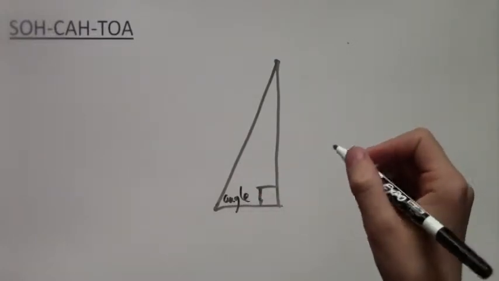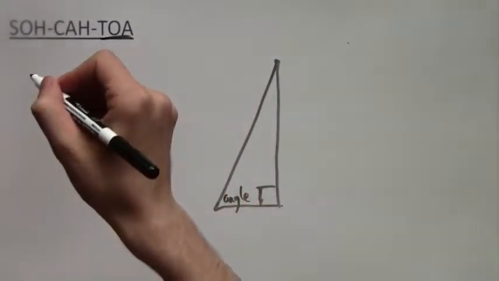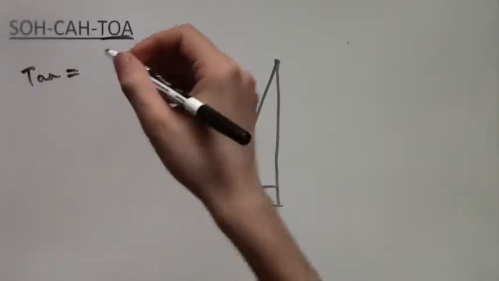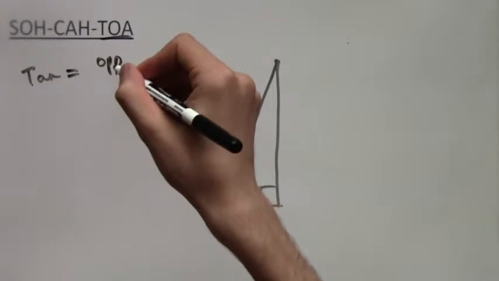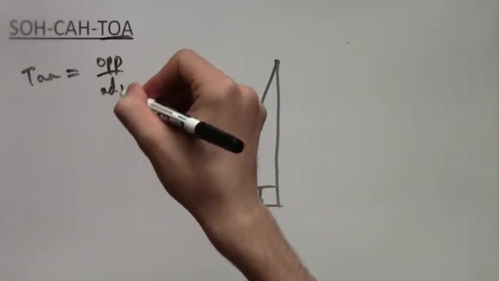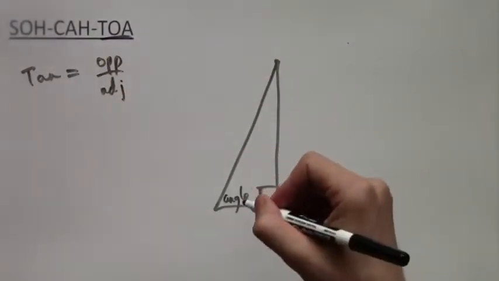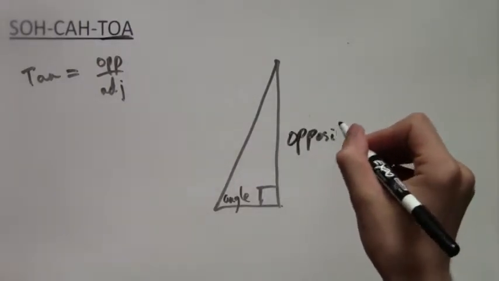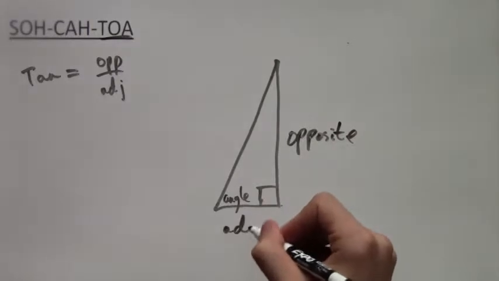In this case, if we have the labeled angle given, then the T stands for tangent, which is another function on your calculator. And the tangent is equal to the opposite over the adjacent. And that's where the TOA comes from: T from tan, O from opposite, A from adjacent.